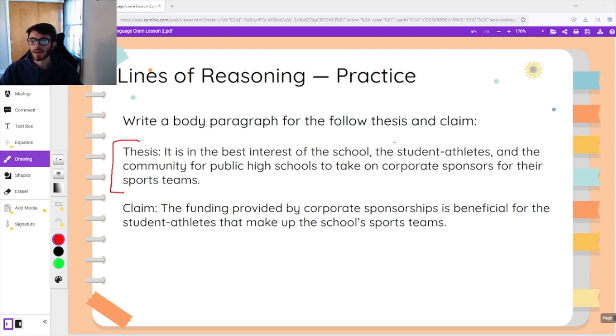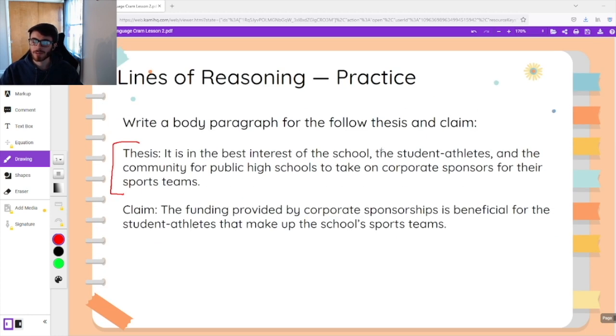Okay, I think I have it on the next slide here. Obviously, your body paragraph could be pretty drastically different from mine, and that's okay. I want to make that clear. You do not have to have the same types of evidence that I do. You do not have to have the same exact commentary that I have. But here are the things you want to make sure you did.